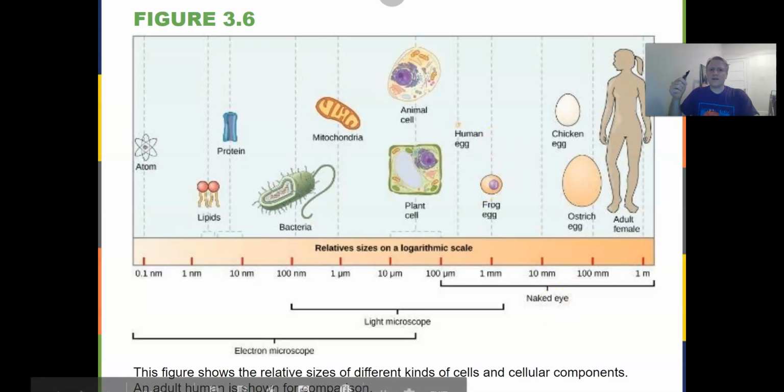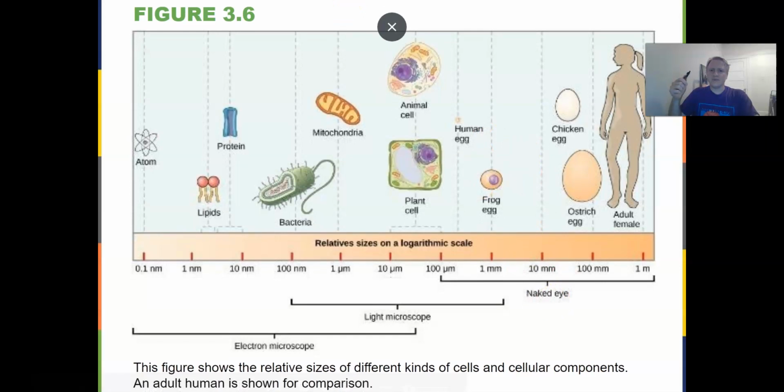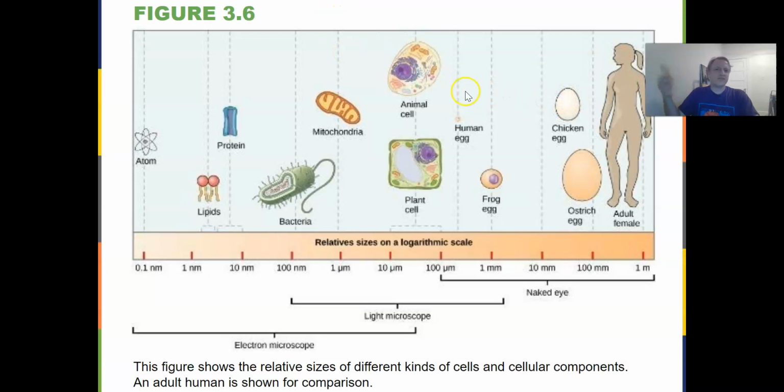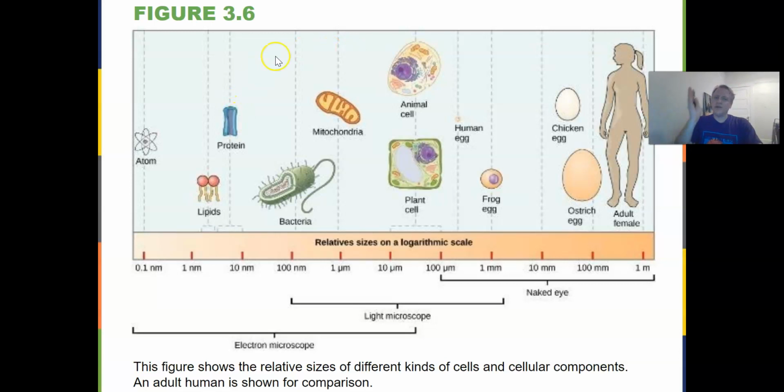So here is the relative size of some things. If you go down to 0.1 nanometers, very, very tiny, you see we have an atom, from the chemistry section last week. As we increase, we get an order of magnitude larger, and we start having lipids. Remember, those are fats from last week. We get almost an order of magnitude larger, and we run into the proteins.